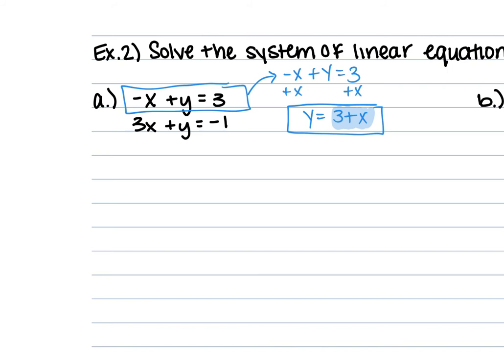I put it into what? The other equation, okay? You plug it into the other equation. So we're going to take 3x plus y equals negative 1. And wherever I see y, I'm plugging in 3 plus x. So I'm going to do 3x plus, instead of y, I'm substituting in 3 plus x equals negative 1.